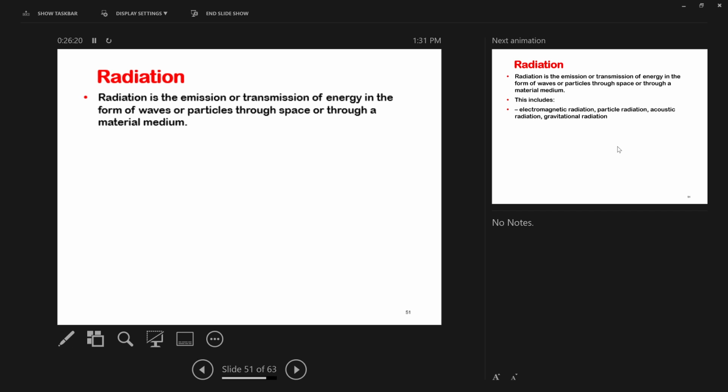Radiation, we define as the emission or transmission of energy in the form of waves or particles through space or through a material medium. Okay. So let me ask you this. Let's talk about this last part, through a material medium. Can we have radiation through solids? Yes. How? Radiation depends on the particles as well, right? Alpha, beta, gamma.